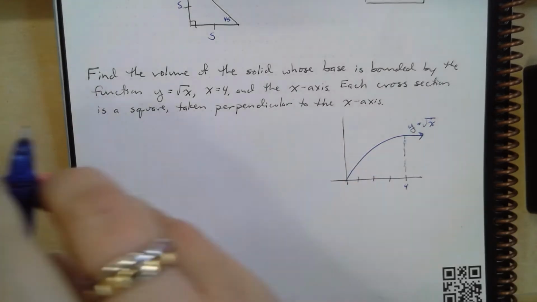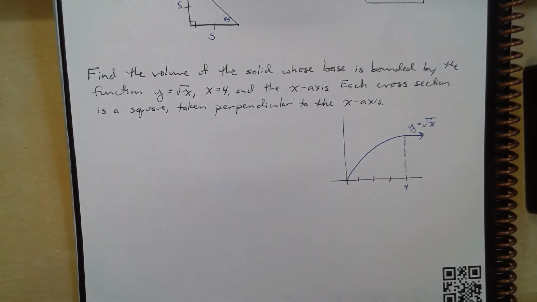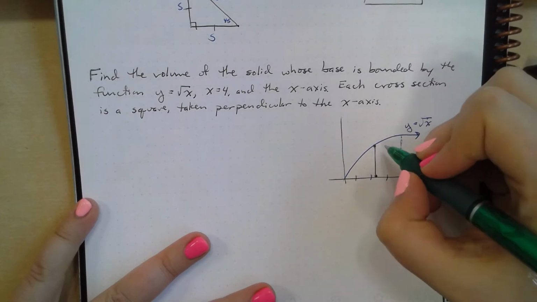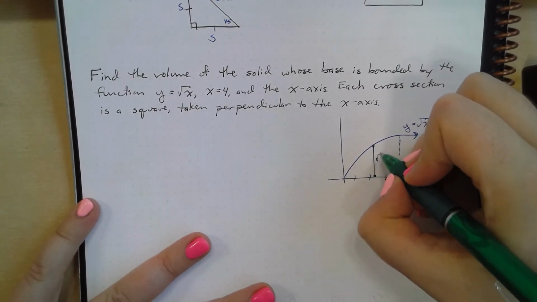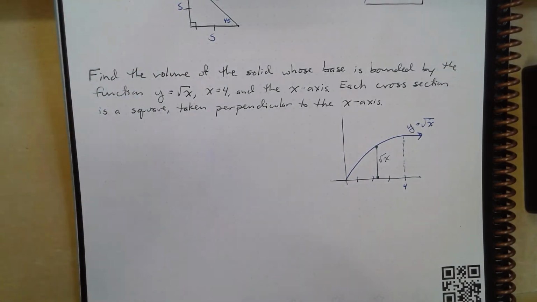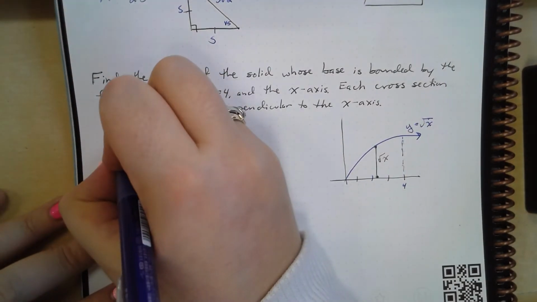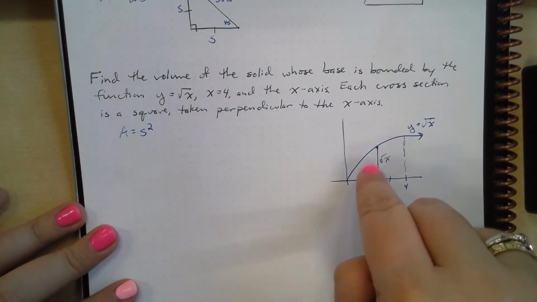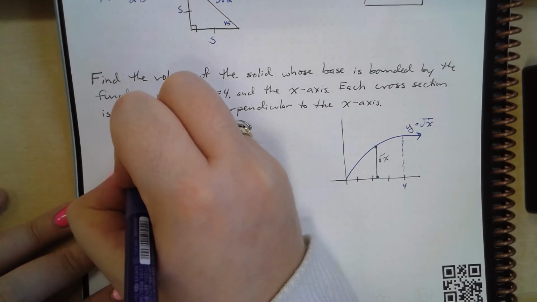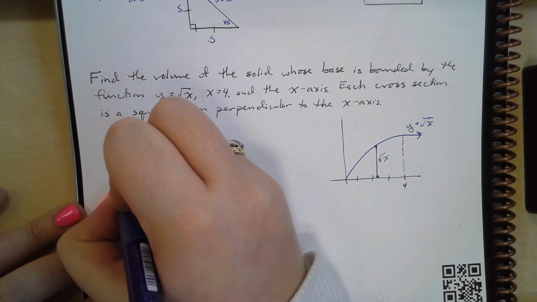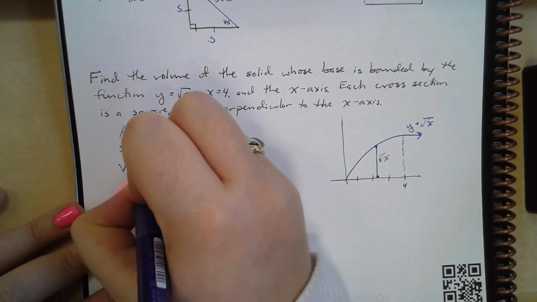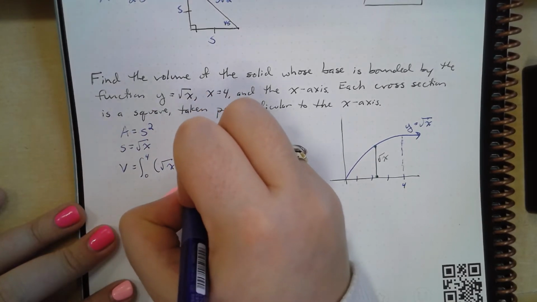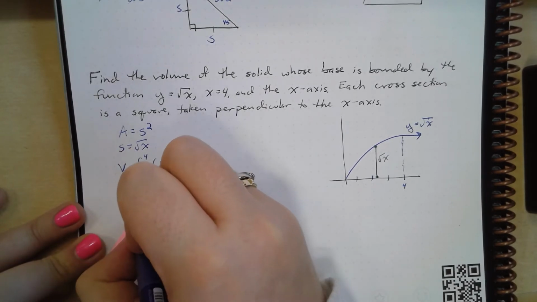So I guess I can write it in green real quick. Imagine this is one little square right here, and that little square is going to have a base of radical x. The area of a square, you remember, is s squared, and one side of that square in this case is radical x. So our volume is going to be equal to the integral from 0 to 4 of radical x quantity squared dx.